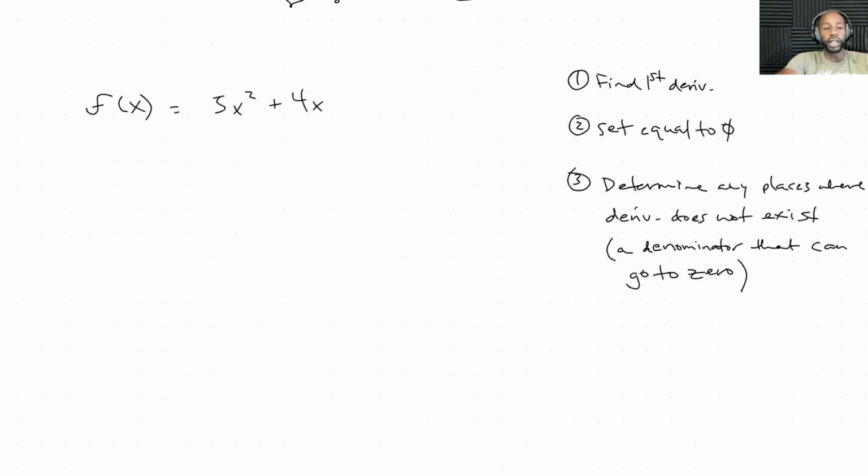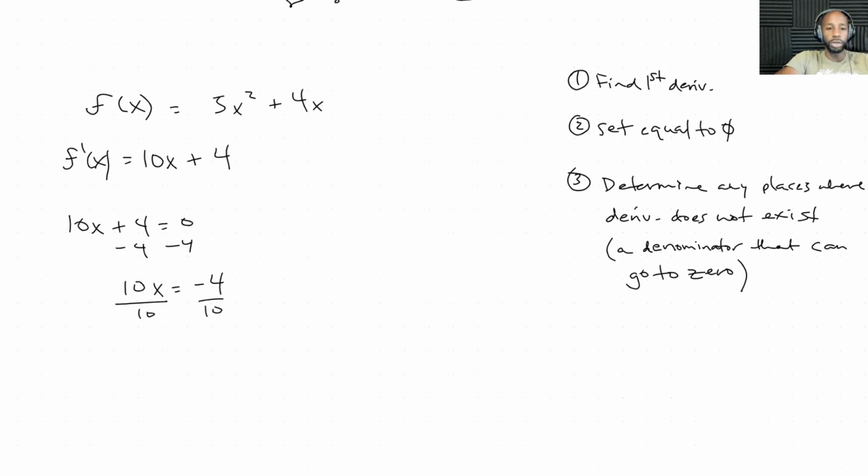So first thing, we're going to find the first derivative. All right. So 5x squared, we're going to use the power rule. The derivative of 5x squared is going to be 10x, and then the derivative of 4x is 4. All right. Now, second step, let's set this equal to zero. So 10x plus 4 equals 0. We're going to subtract 4 from both sides. So 10x equals -4. Divide both sides by 10. So x is going to be equal to -2 over 5.